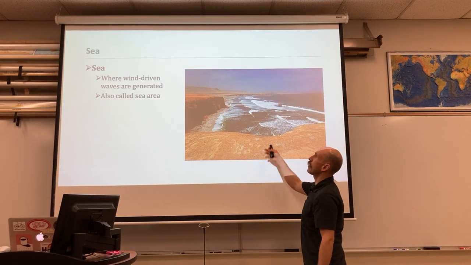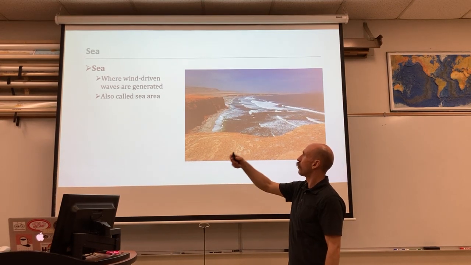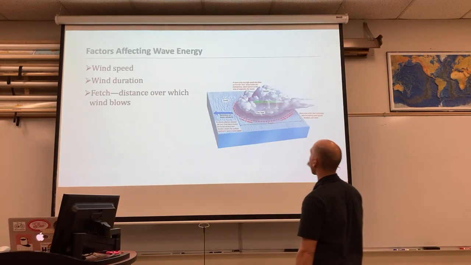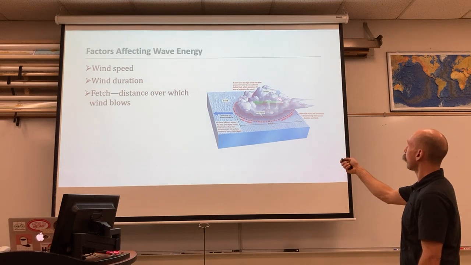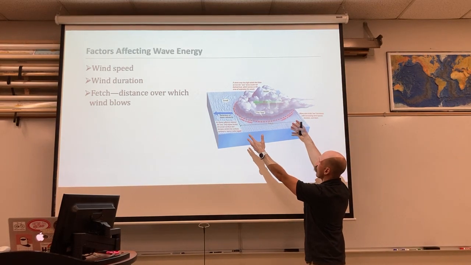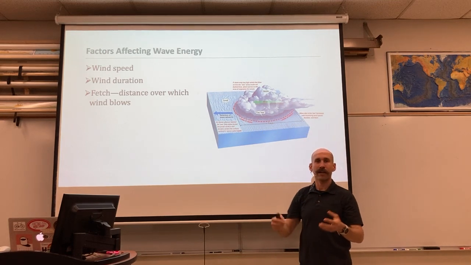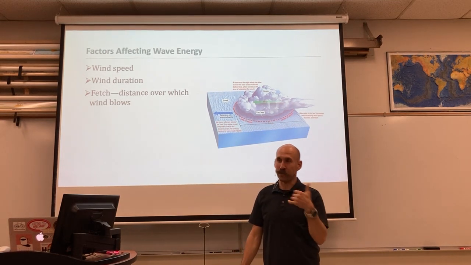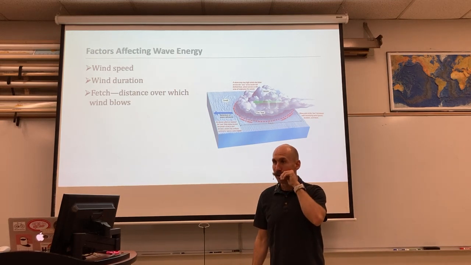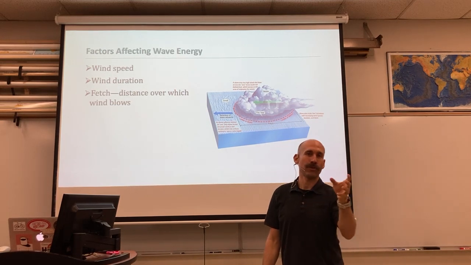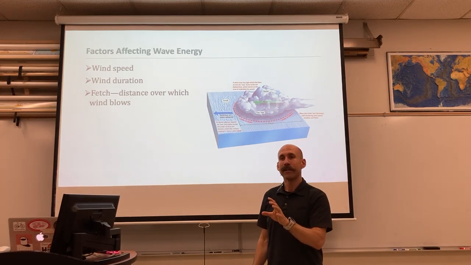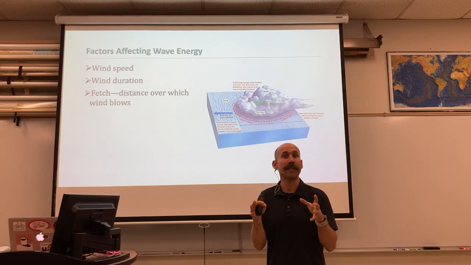What is the sea? The sea is where wind drives waves, and it is also called the sea area. So if we look here at the ocean, middle of the ocean, there's an area now. Then this is different than the 7 seas that we talked about, the Red Sea, the Black Sea, the Caspian Sea. Those are transitional areas from ocean to land that have salt water in them. This is sea. We could think of it as the sea area.